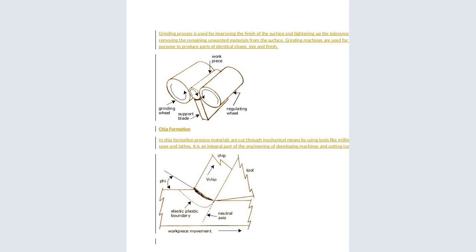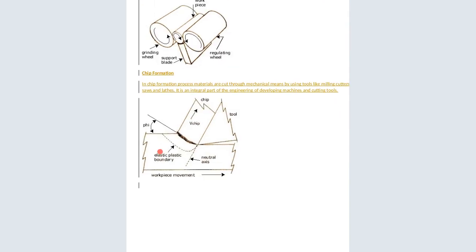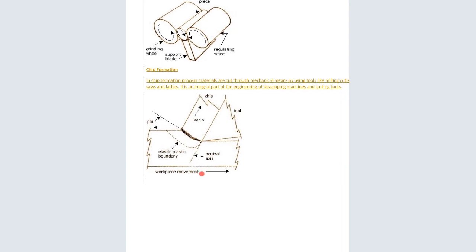And then we talk about grinding. These are other types of grinding tools. You can see how they grind the workpiece, the regulator, and then the grinding wheel, and then the regulating wheel. That is how they grind the surface. They are grinding now this blade. In the chip formation process, materials are cut through mechanical means by using tools like milling cutters, saws, and lathes. It is an integral part of the engineering development and machines for cutting tools.